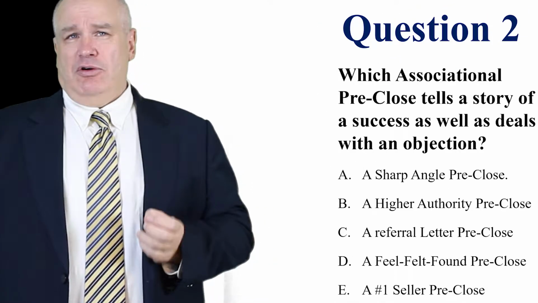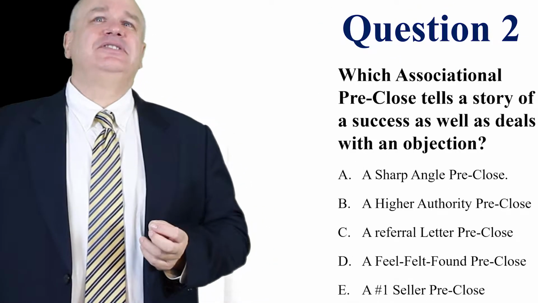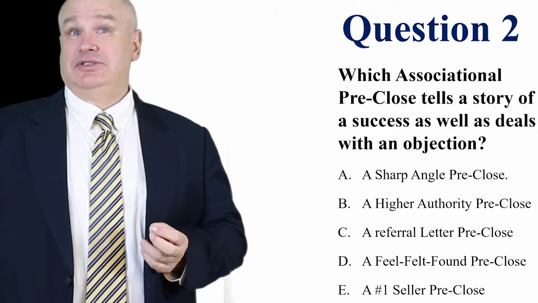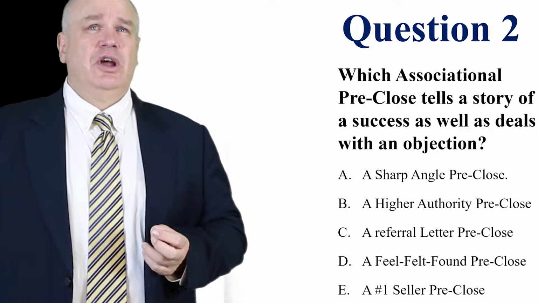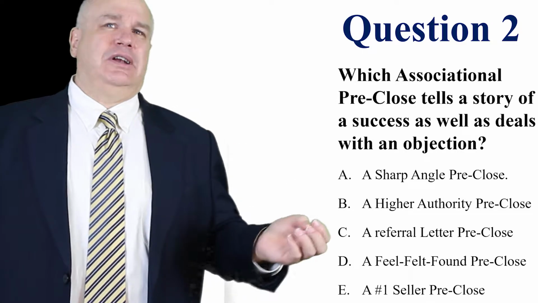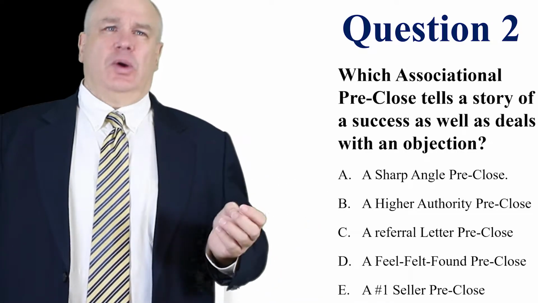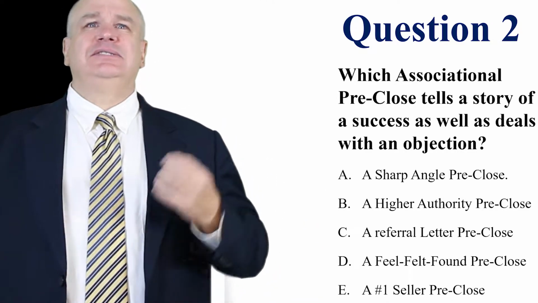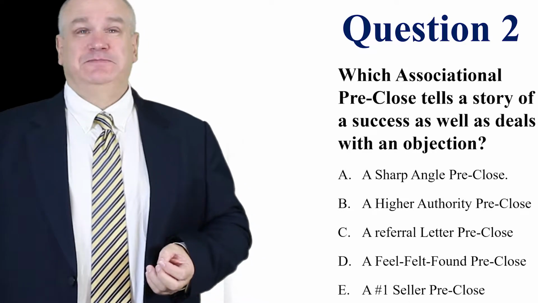Okay. Now, please pause your video and answer the second question for this video lecture in part 3, which is, which associational pre-close tells a story of a success as well as deals with an objection?